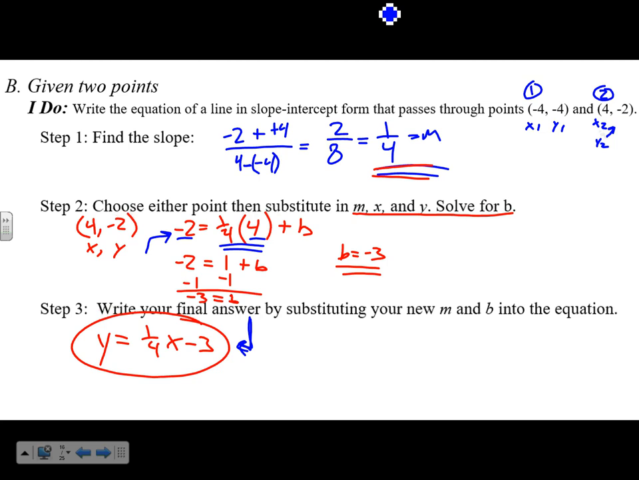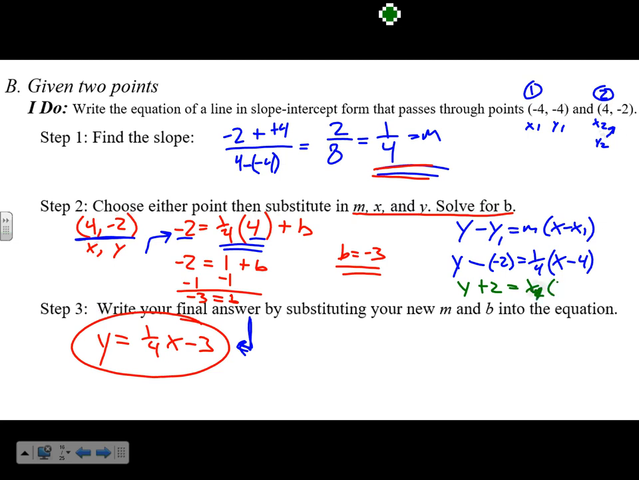So the way I encourage people to do it is to use point-slope form. Y minus y1 is equal to m times x minus x1. So we have y minus, and y1, we'll just use this point over here. Y minus negative 2 is equal to my slope is 1/4 times x minus 4. So it's y plus 2 is equal to 1/4, not 1/2, times x minus 4.